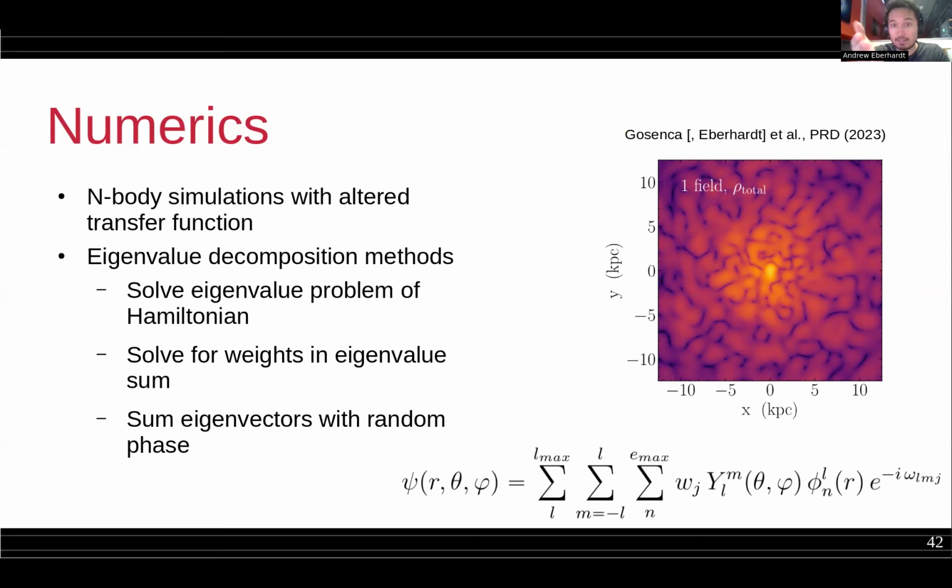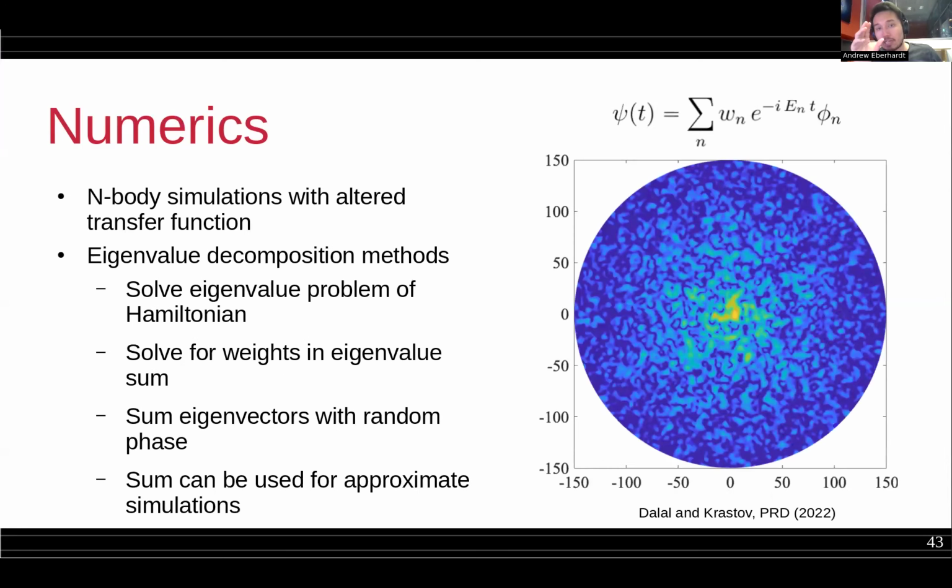And this halo, in this paper here, was created using just this method. Now, we can go one step further and give all of those eigenvalues a time-dependent phase, where the phase depends on the energy and the time of those eigenvalues. This was probably most famously done in this paper, Dalal and Kravtsov, where this type of simulation, which makes a steady state approximation, that the eigenvalues don't change over time, was used to predict the stellar heating of ultra-faint dwarfs.